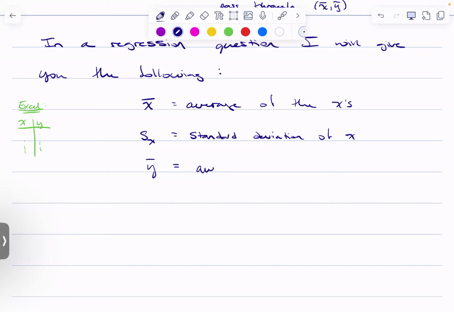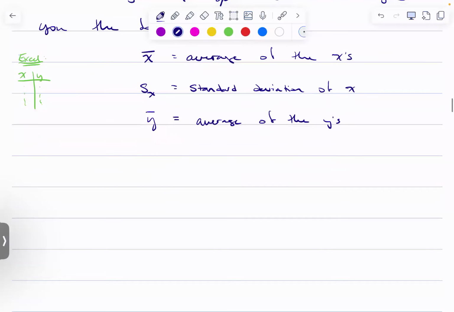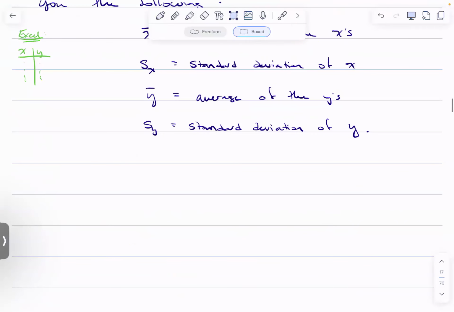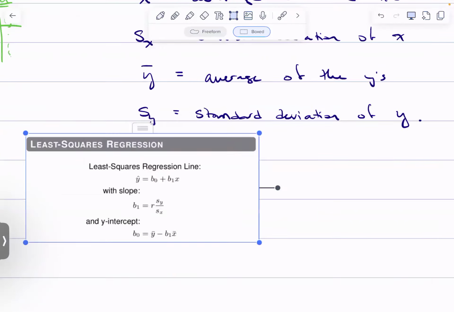Y bar is the average of the Y's, and SY is the standard deviation of the Y's. Or I'll just say Y to match. From the formula sheet, let's see if it's still in there. Yeah.